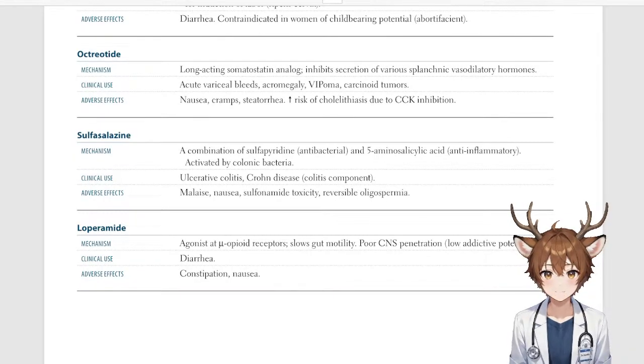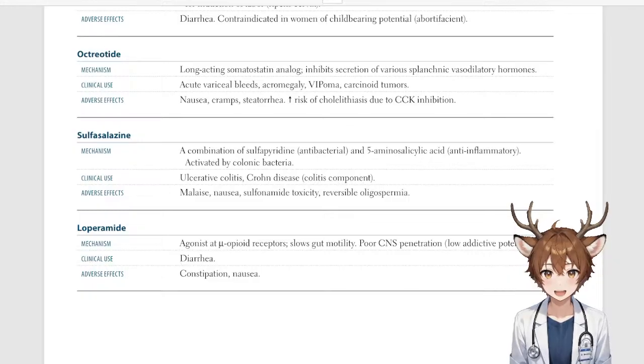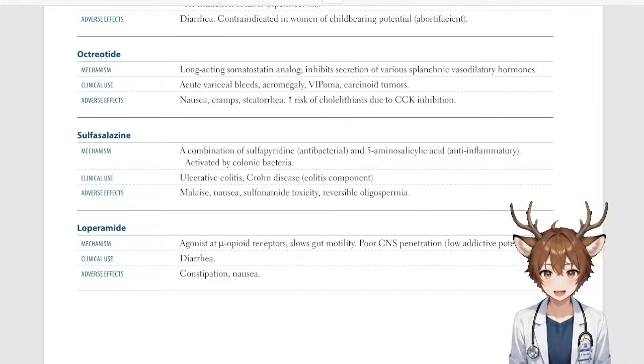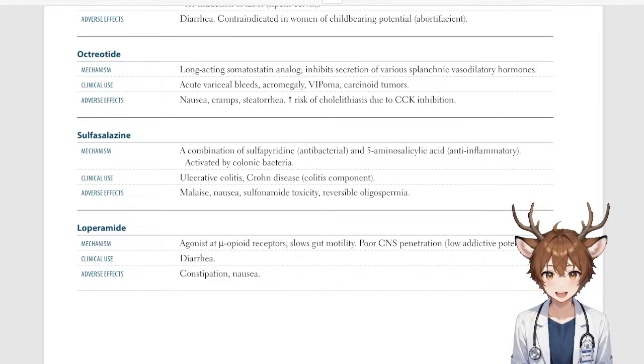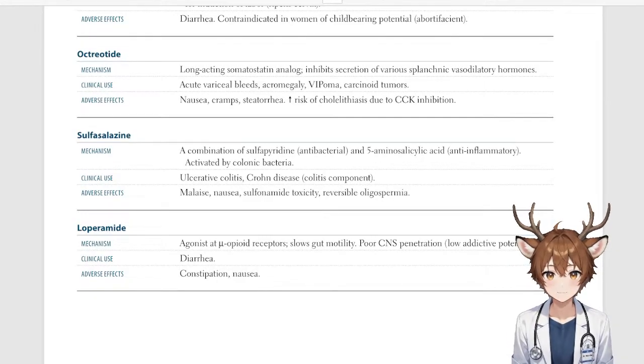Octreotide. Mechanism: long-acting somatostatin analog, inhibits the secretion of various splanchnic vasodilatory hormones. Clinical use would be acute variceal bleeding, acromegaly, VIPoma, and carcinoid tumors. The adverse effects would be nausea, cramps, diarrhea, increased risk of cholelithiasis due to CCK inhibition.